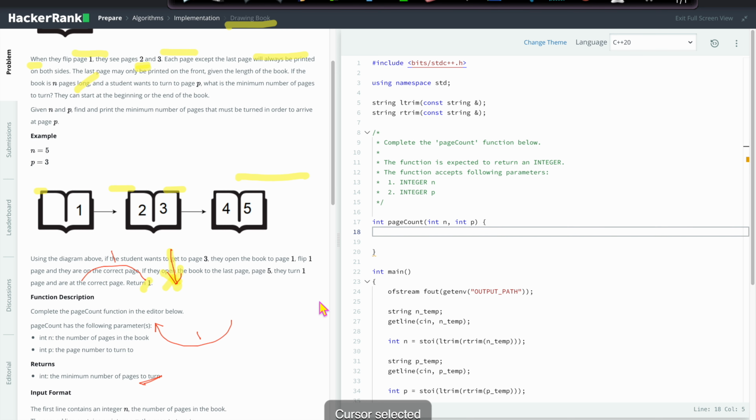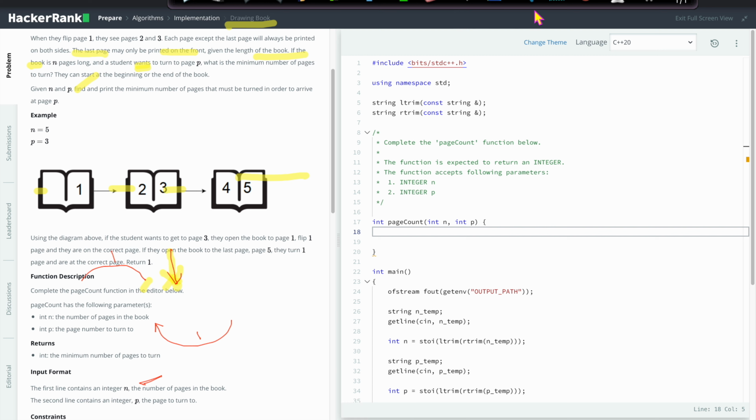Let's look into the function description. The function description is saying integer n, the number of pages in the book, and p is the page number to turn to. Return the minimum number of pages to turn. Fine. Let's derive a formula for this.